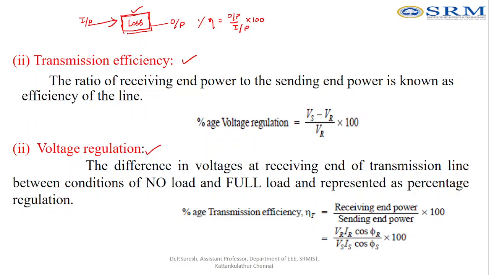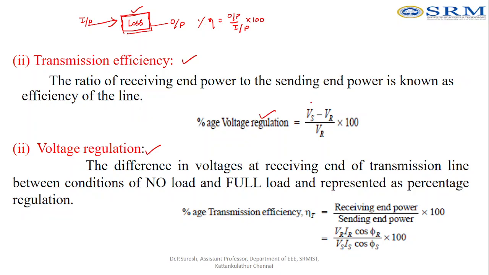Normally for the transmission system, we are going to calculate the regulation. Regulation is nothing but change in voltage. What is the voltage change available in the transmission corridor? The formula is given as Vs minus Vr by Vr.